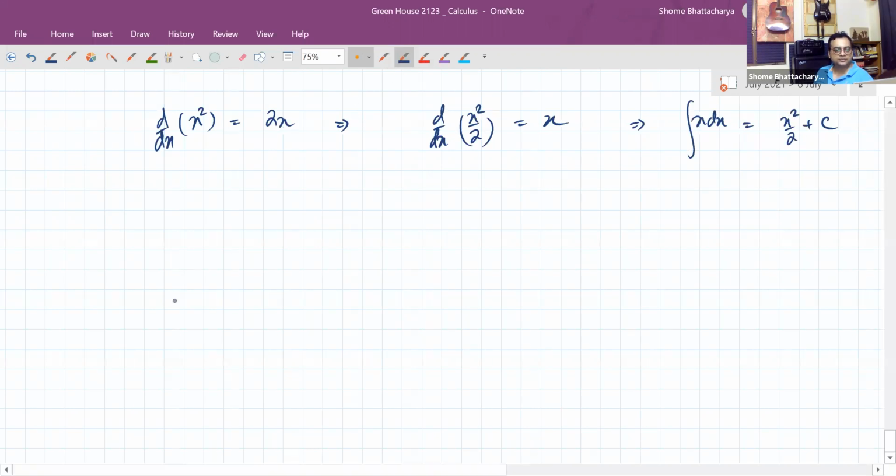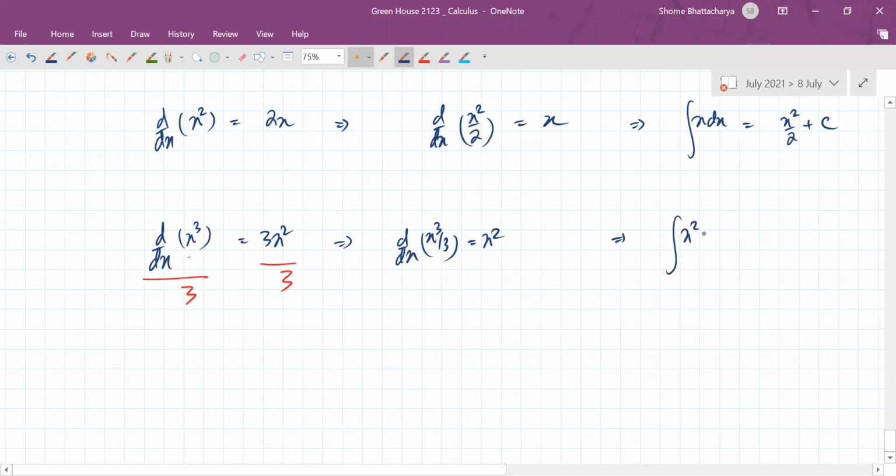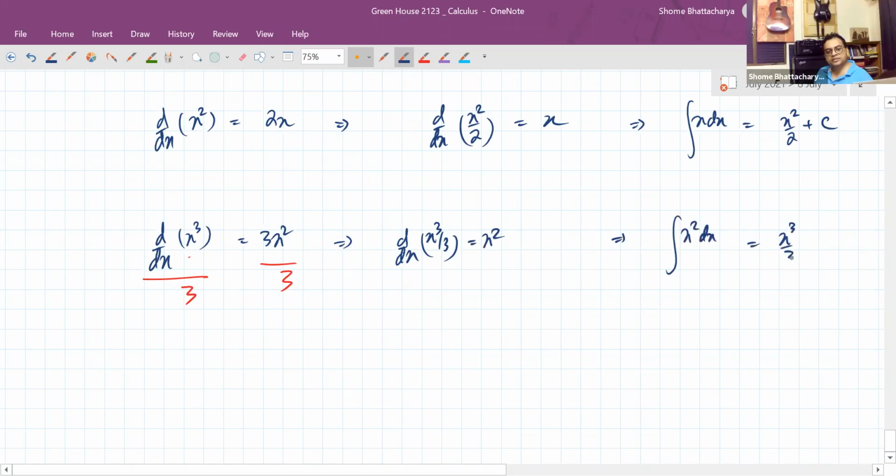Similarly, if you differentiate x cube, you get 3x square. To get rid of the 3, divide both sides by 3. So differentiation of x cube by 3 is equal to x square. That means integration of x square is x cube by 3 plus c. Like that, if you think of any power, let's say x to the power 10, I'll get 10x to the power 9. Now I'll divide both sides by 10.